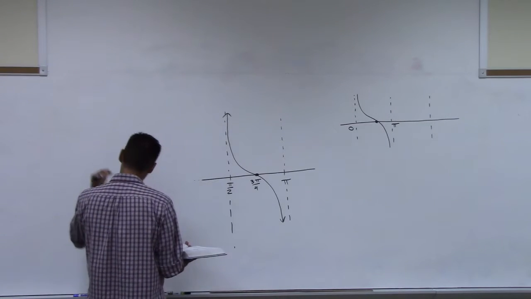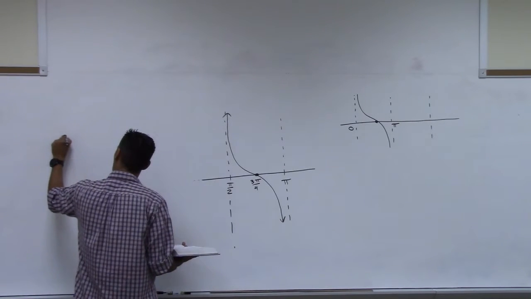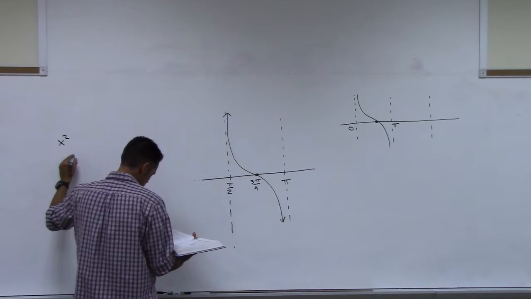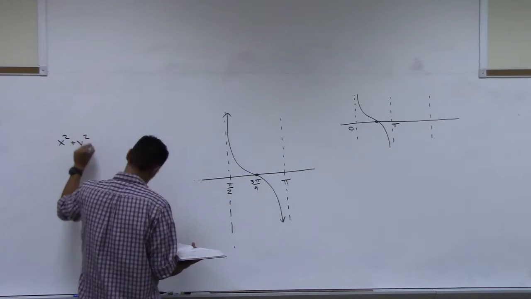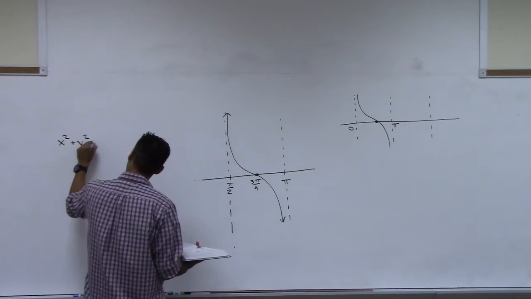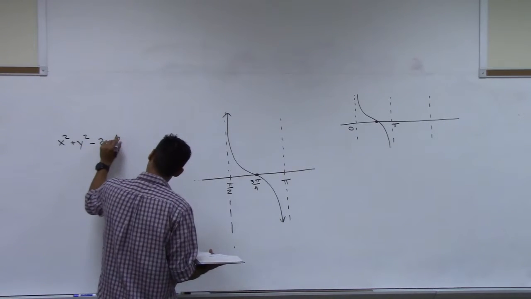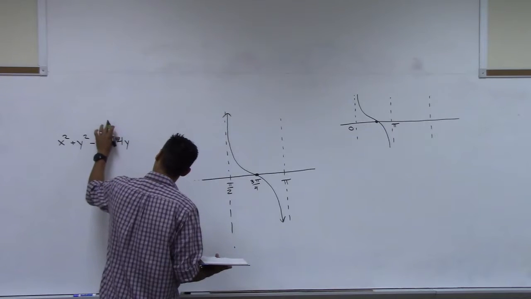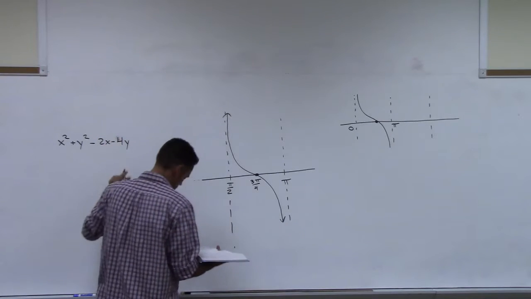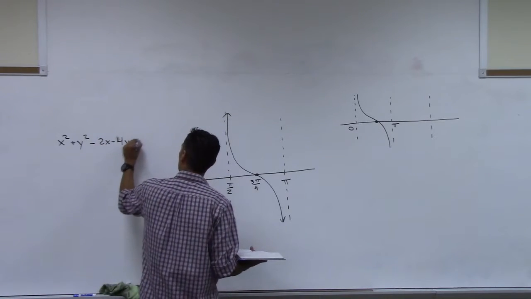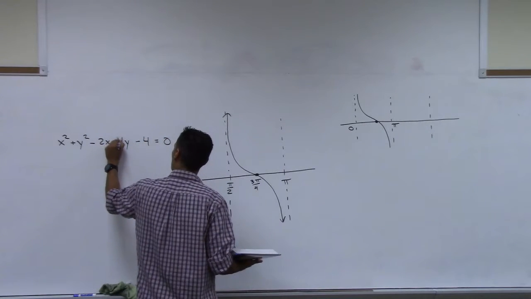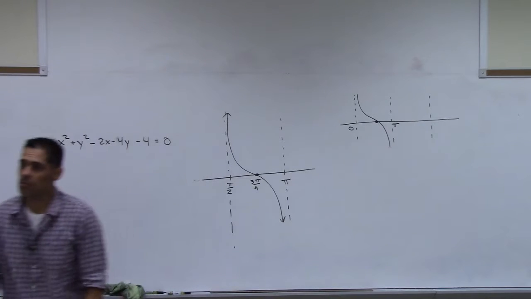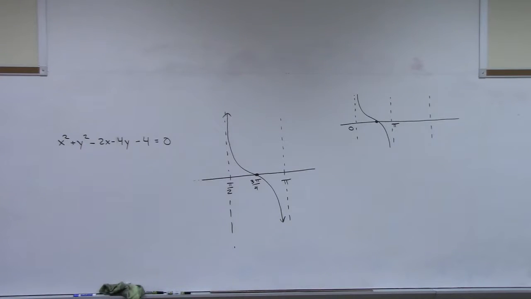We have x squared plus y squared minus 2x minus 4y minus 4 equals 0. This is number 27 on page 186. All right, so you know what to do? You're asked to find the center and the radius of this circle and to sketch it.